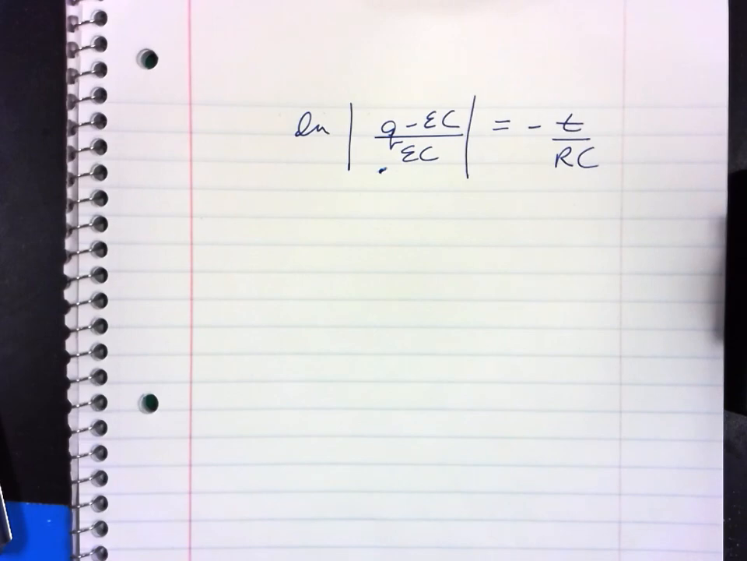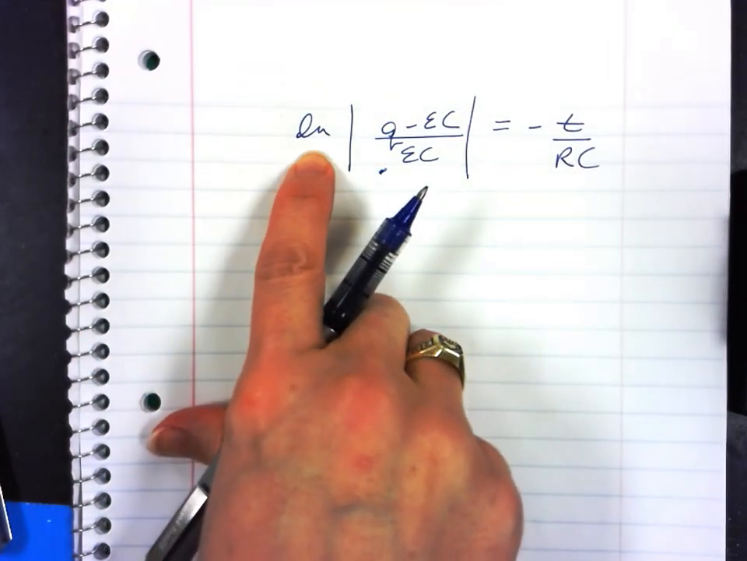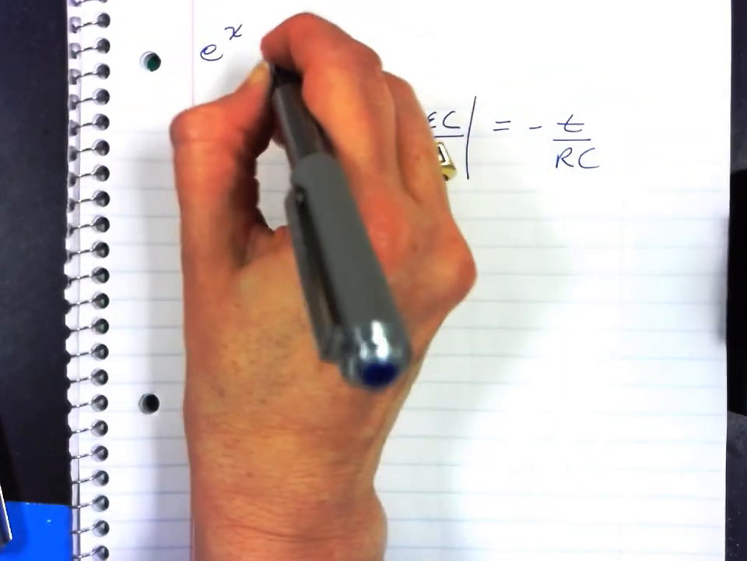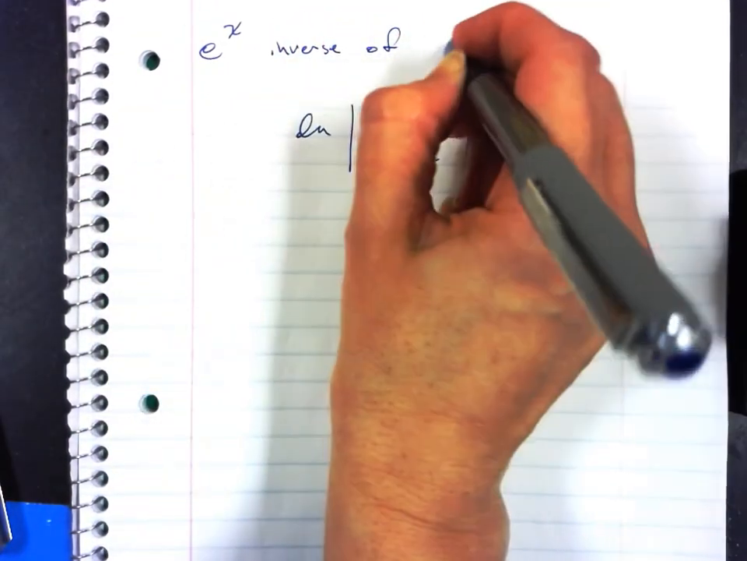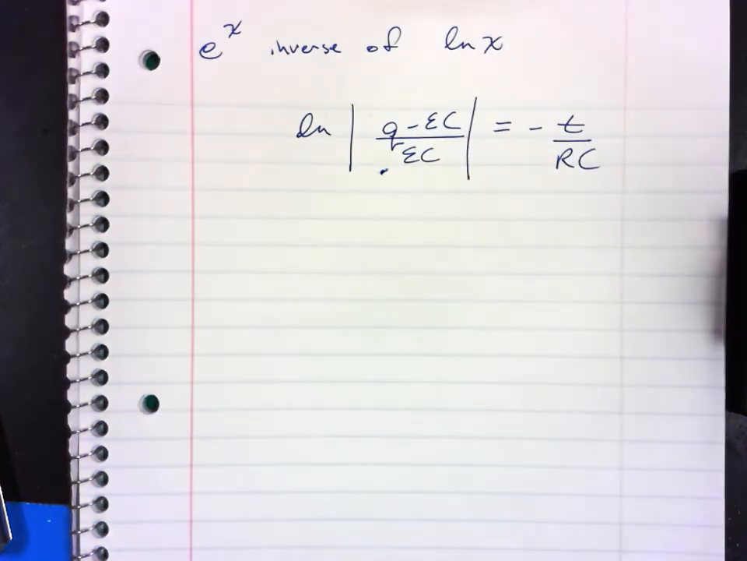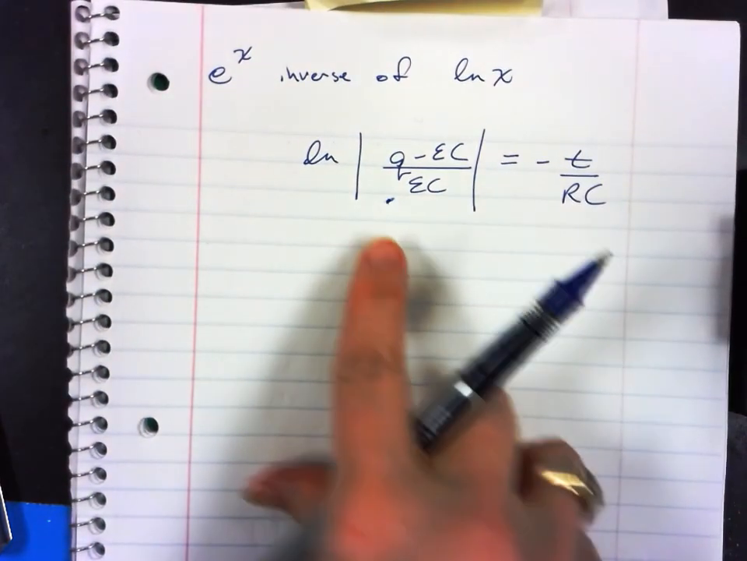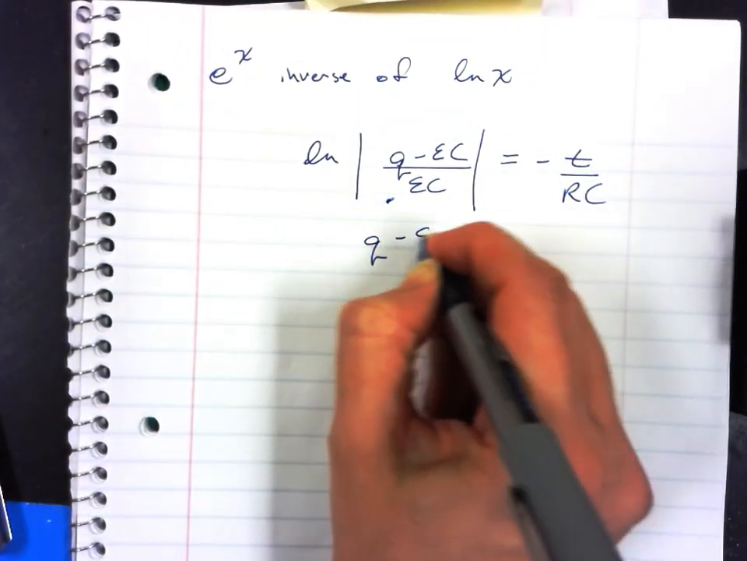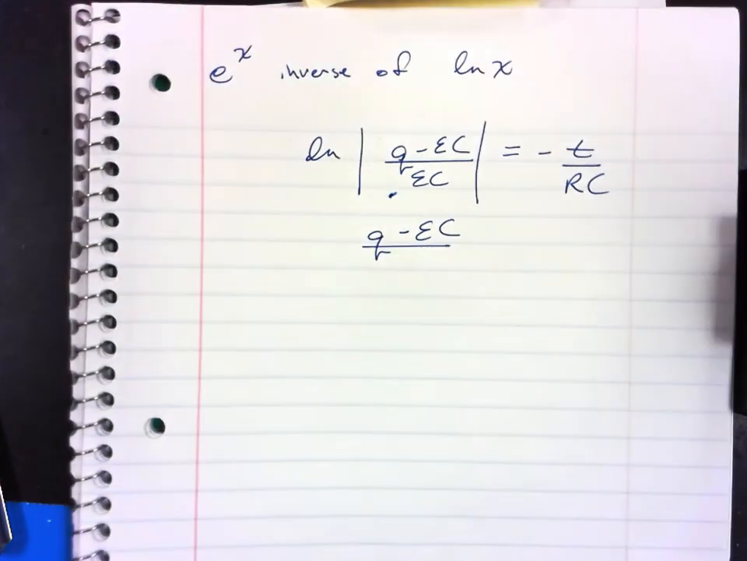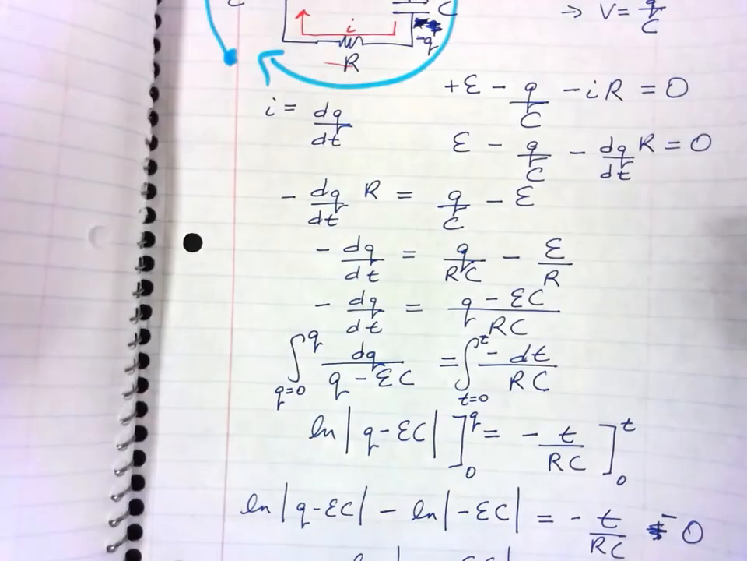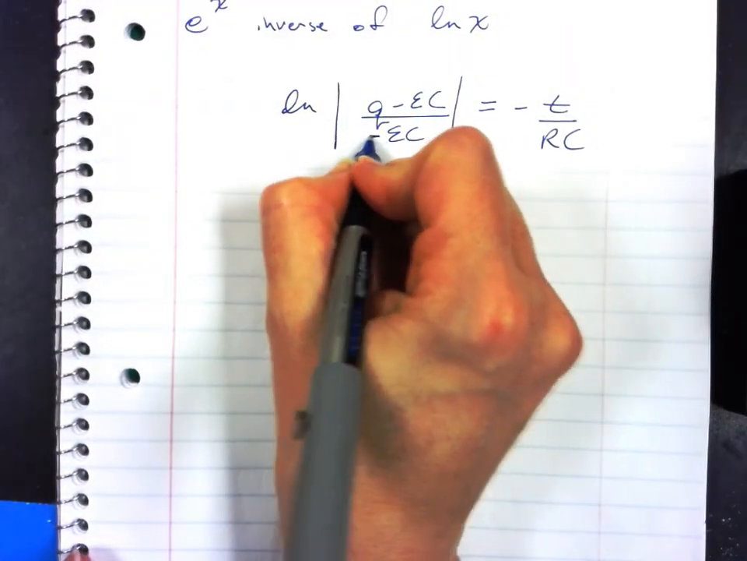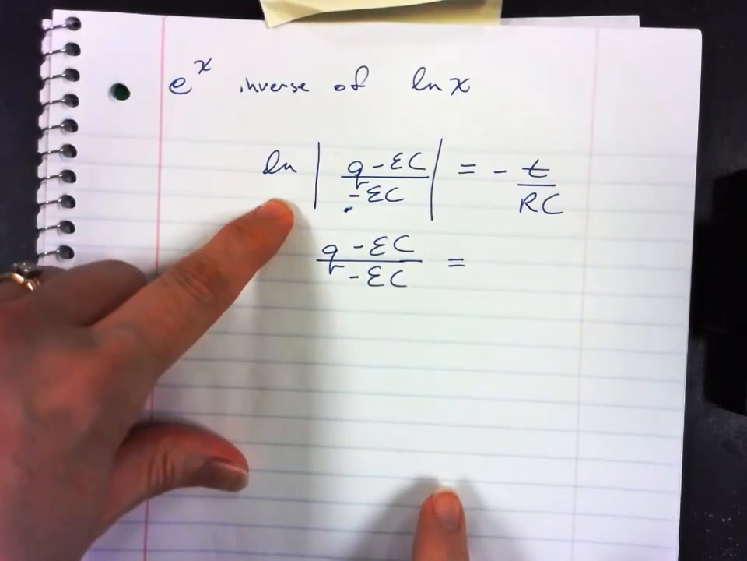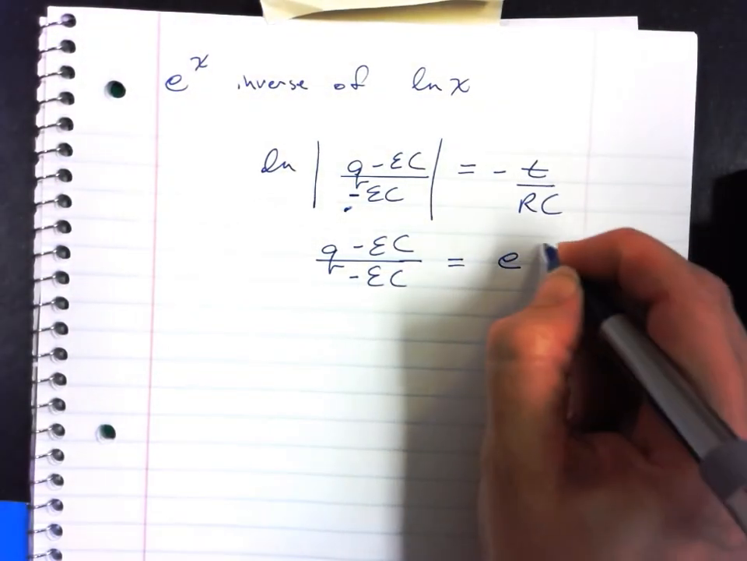Now, another property, the inverse function of the natural logarithm is the exponential function. Remember, e to the x is the inverse of natural log of x. Okay? So, if I do the exponential to both sides, it gets rid of this natural log. So I'm left with Q minus EC over, oops, I forgot to copy a negative sign, correct? Right, there's a negative sign in my denominator. Equals, well, I raised this to the exponent, so I've got to do the same thing over here.